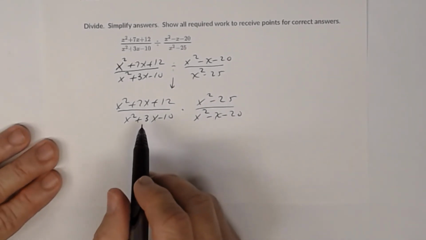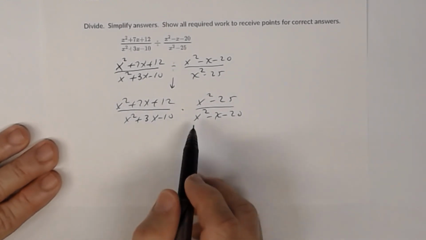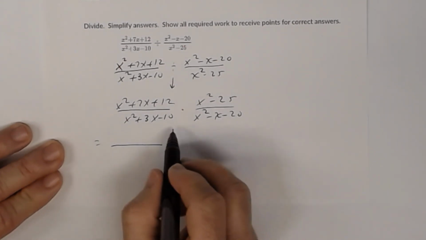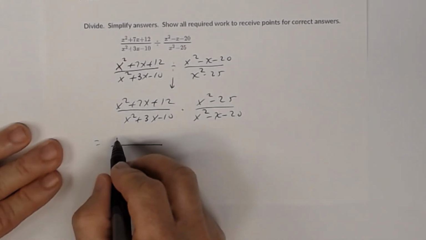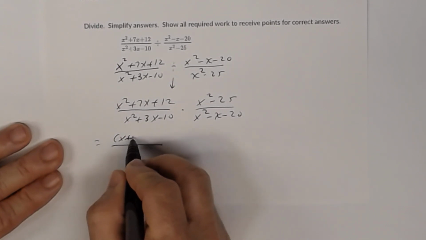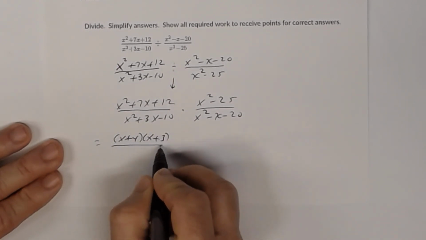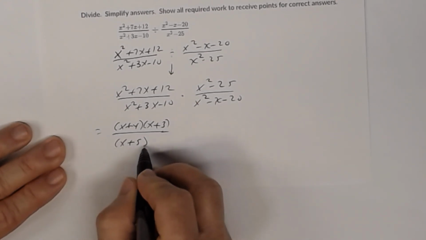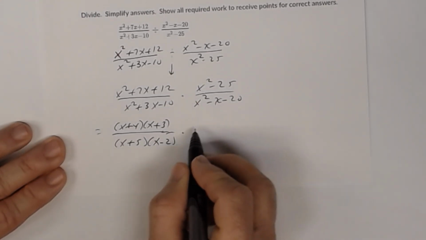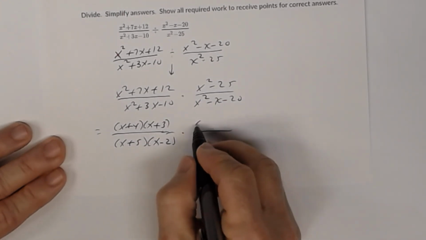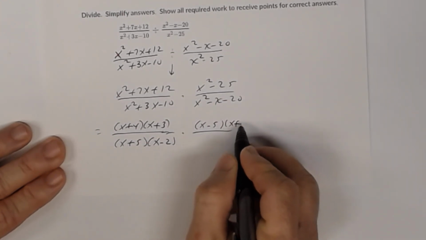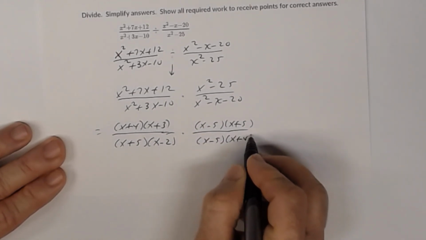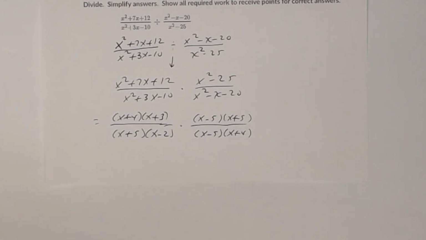Then the next thing you're going to do is factor the numerators and the denominators if possible. In each of these I can factor. The first numerator will be x plus 4 times x plus 3. The denominator, you can factor as x plus 5 times x minus 2. This is the difference of two squares, so that's x minus 5 times x plus 5. And this will be x minus 5 times x plus 4. So the first thing we did was we factored.